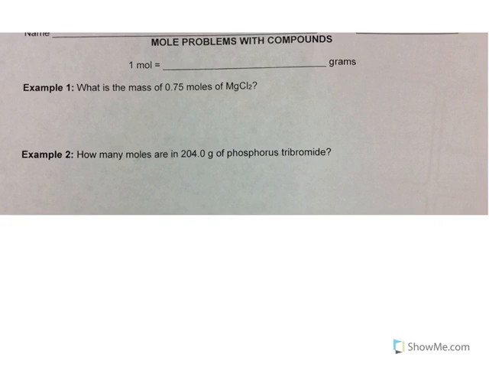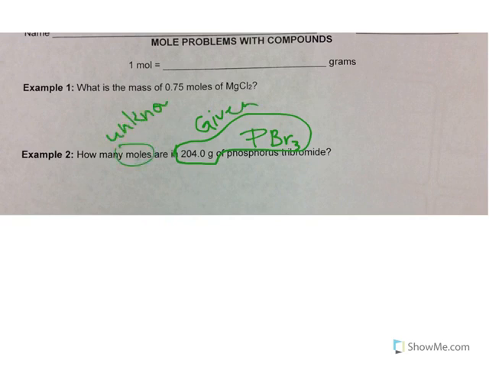So first of all, you might notice they didn't give us the formula. Well, we can't calculate the molar mass without the formula. So you have phosphorus tribromide, which would be PBr3. If you don't remember how to do those, make sure you get your flow chart from our nomenclature unit and use it to help you. All right, so our given 204.0 grams of PBr3, they're asking us to find moles. So our equality here is that 1 mole of PBr3 is going to be equal to whatever the molar mass of PBr3 is in grams of PBr3.